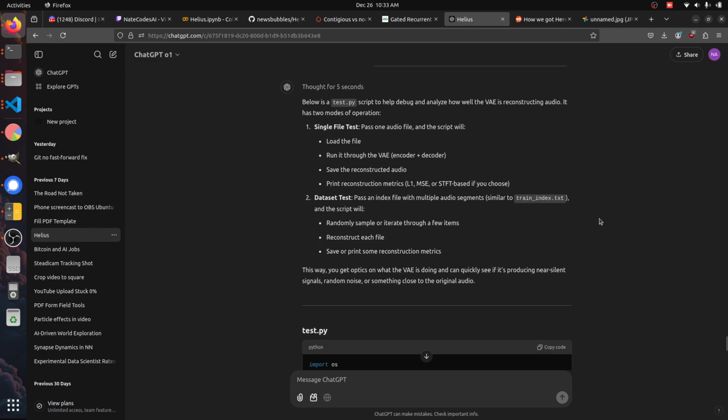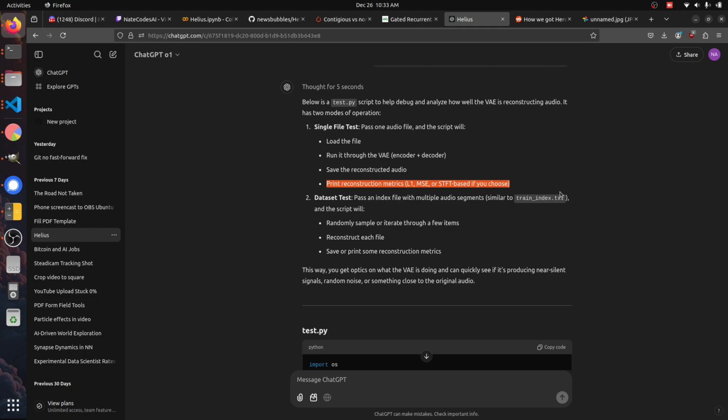Okay, so what do we get? Below is a test script, single file test. Pass one audio file and the script will load the file, run it through the VAE, save the reconstructed audio, and print reconstruction metrics, L1, MSE, or STFT based, if you choose. Okay. Pass an index file, that's good. Remember when I said we need optics? This is the optics thing.